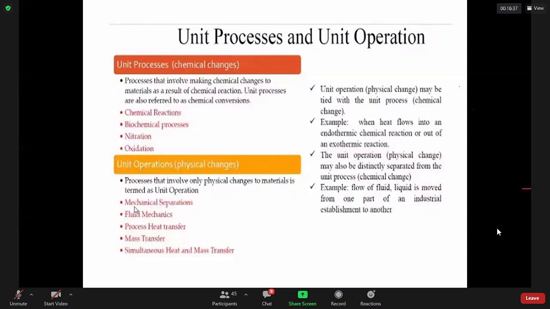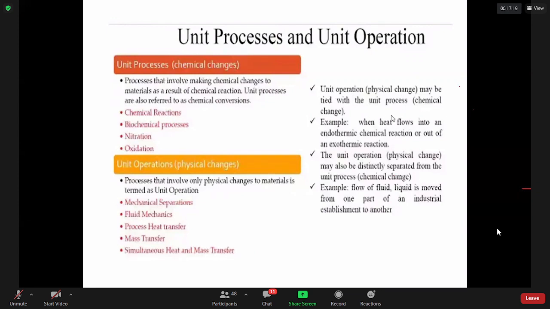Some of them we have are mechanical separations, as we shall be able to see, and fluid flow. Process heat transfer, that one we have done. Mass transfer, we haven't done it, but I think we shall be able to do it. Then heat and mass transfer. These ones do occur together, like you are transferring mass, but somehow there is change in heat. That one is also a unit operation. So unit operations may be tied with the unit process. They can actually occur simultaneously, just as we have seen with simultaneous heat and mass transfer.